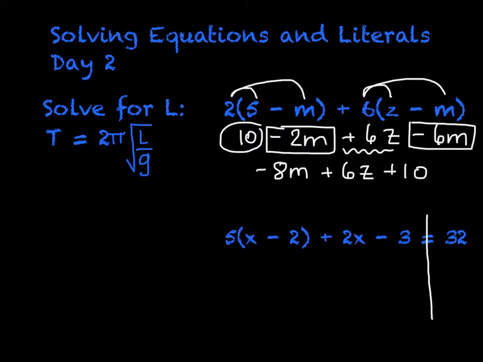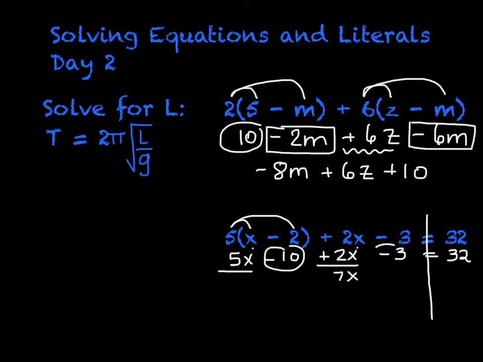This next equation, I have an equal sign. I'm going to draw the line down. I see that I have a variable of x, and that's the only variable, so I'm going to solve for x. I'm going to start by distributing, doing my parentheses. I'm going to combine like terms. The 5 plus 2 gives me 7x. The negative 10 minus 3 gives me negative 13.